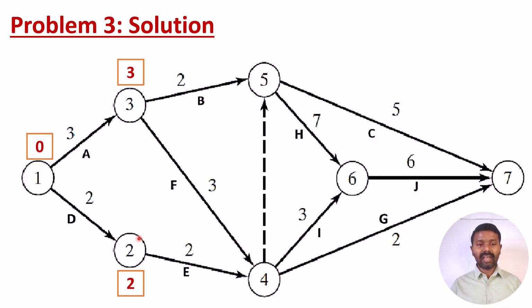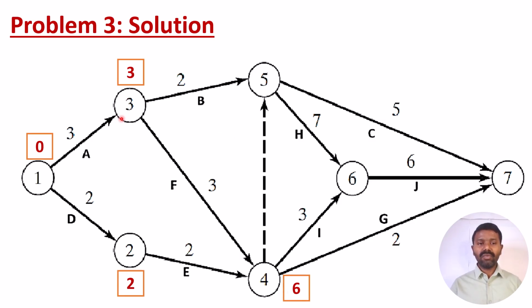But the time taken to come to this node in this path will be 4, and the time taken in this path will be 3 plus 3, that is 6. So whichever path has the maximum time, that maximum time we will consider in order to write the duration at the node. So the duration at node 4 will be 6 instead of 4. Because we need to calculate the critical path, which takes the maximum duration, we write the maximum duration here. So that means it is 6.